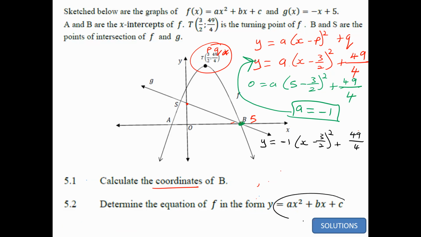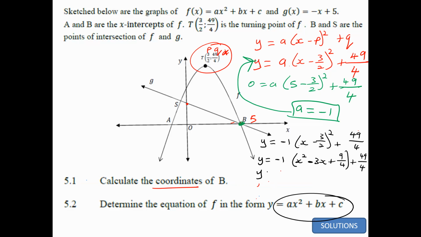But if you read the question, they want you to write it in that form. So that means we've got to square the binomial. And now we're going to get y is equal to minus 1 into x minus 3 over 2 all squared. Square the first term, you get x squared. To get the middle term, first times second, and then double it. So take your calculators out. 1 times minus 3 over 2 times 2. That should give you minus 3x. And then you square the last term, which gives you that 9 over 4. And then you've got a plus 49 over 4.